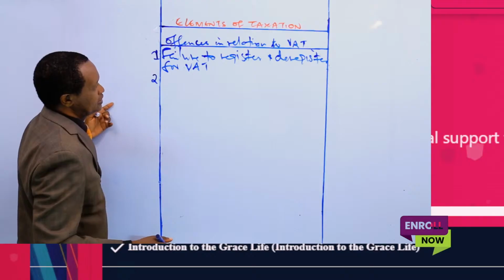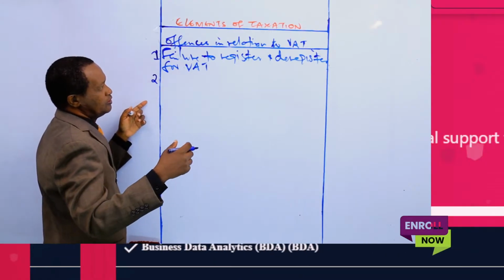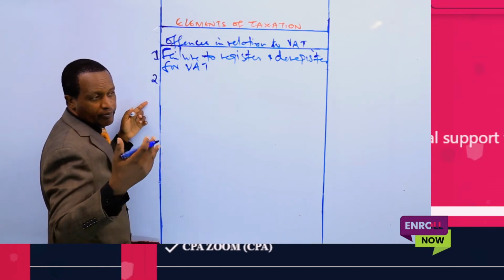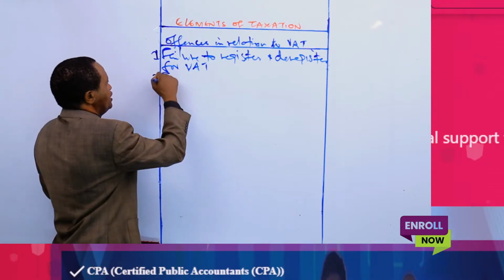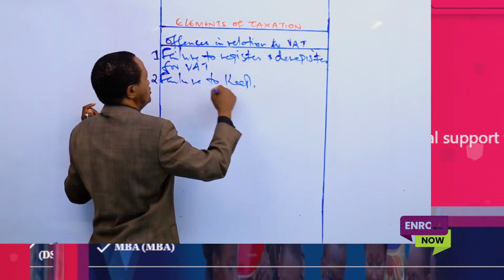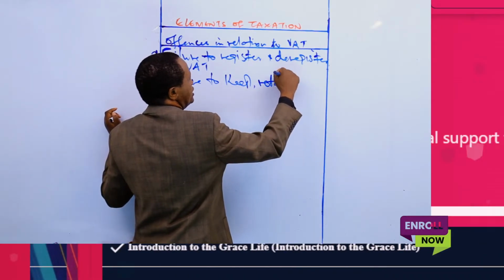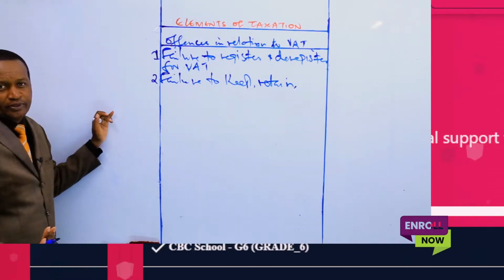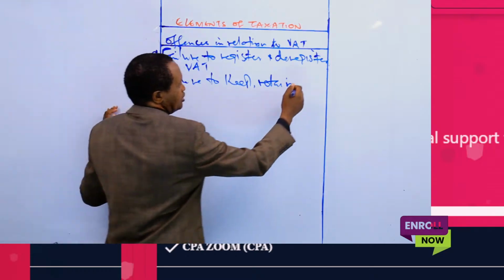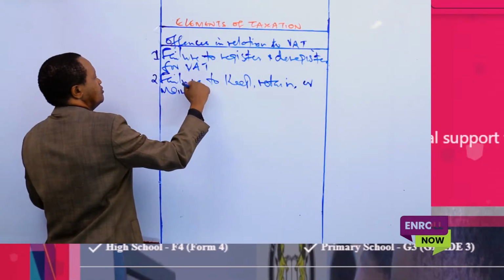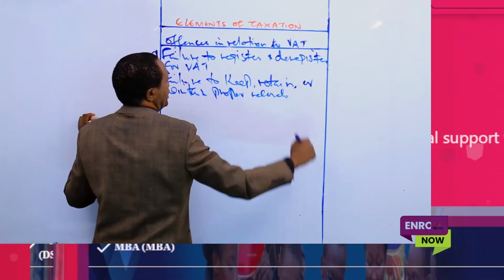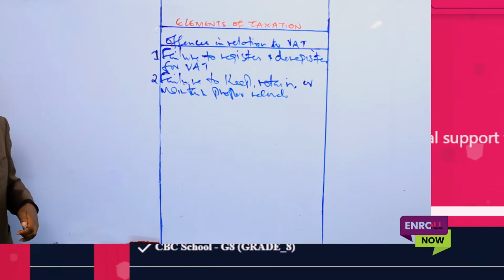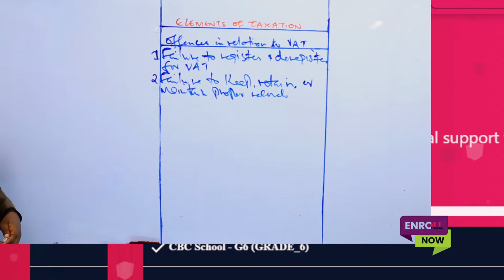Number 2 is an offense related to records. Failure to keep, retain, and also to maintain proper records. Registered persons are required first of all to keep the records, then you are also required to retain the records that you are keeping, and maintain proper records for VAT purposes.